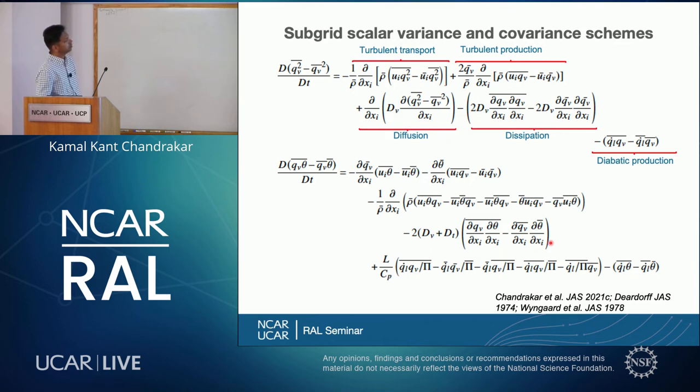So here are the equations that we solve. I'm not going to discuss everything in detail, but basically the budget terms of different contributions like transport, production, diffusion, dissipation, and diabatic heating. And then we basically assume an eddy diffusivity model similar to the subgrid TKE model, and then solve these equations.